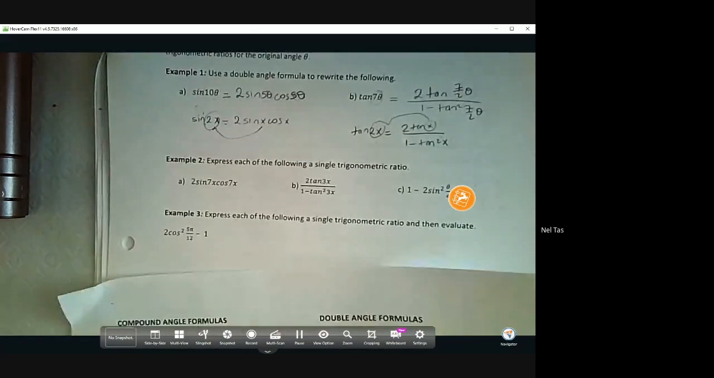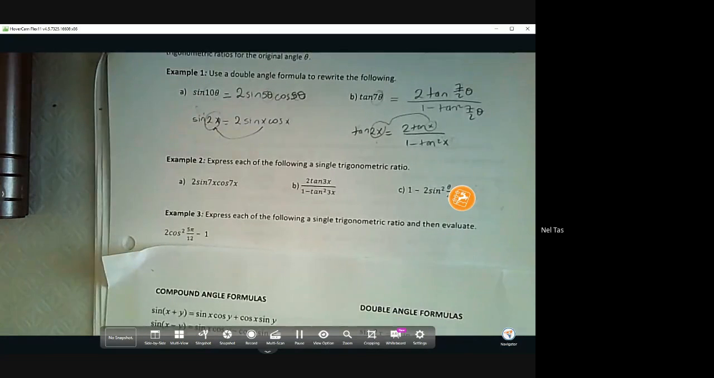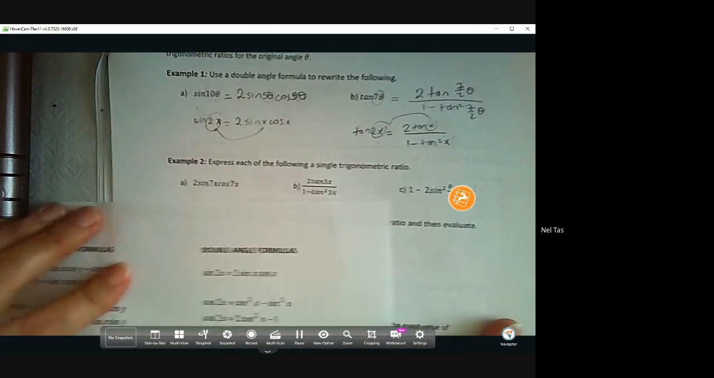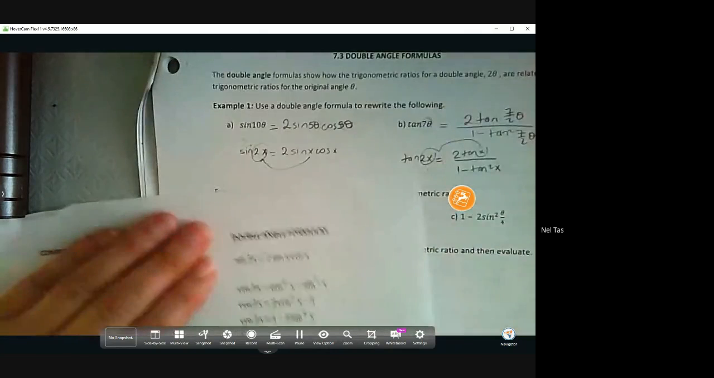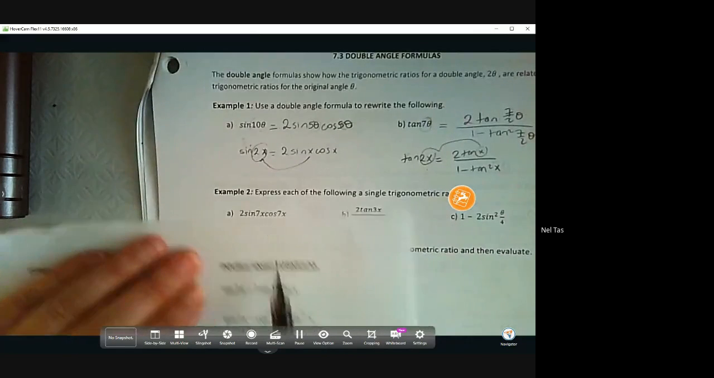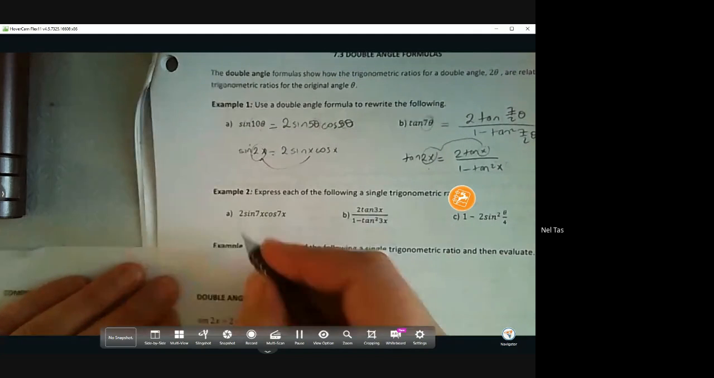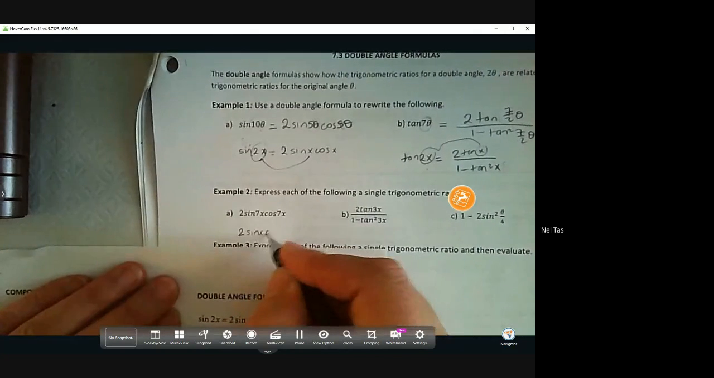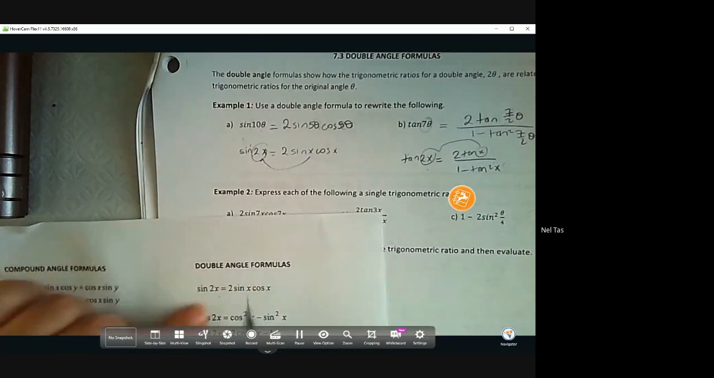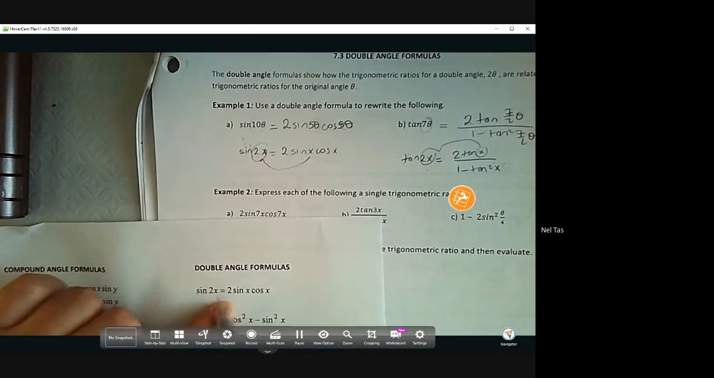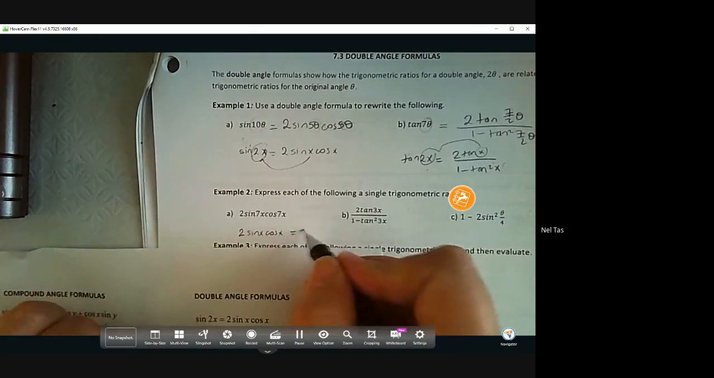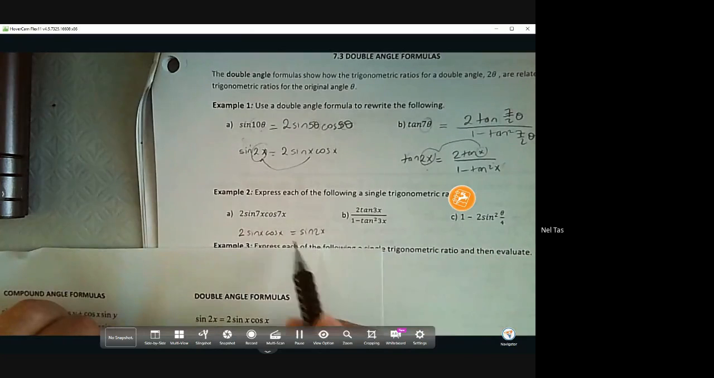Okay, so let's look at example 2. Express each of the following as a single trigonometric ratio. This time, instead of giving us the left side of the formula, they are giving us the right side of the formula. If this was 2 sine x cos x, then that would be equal to sine 2x.